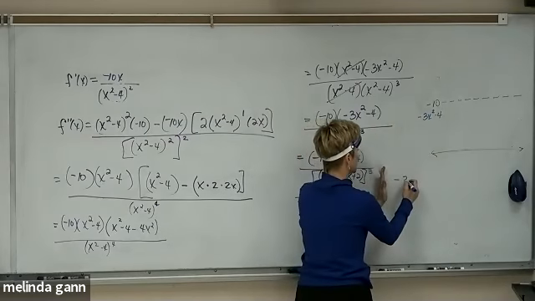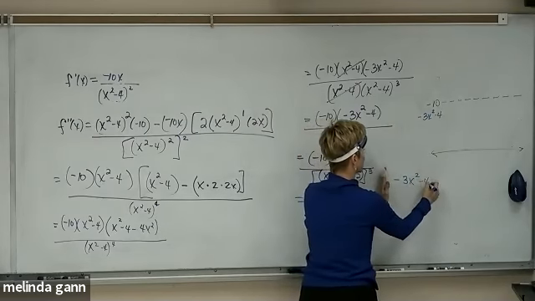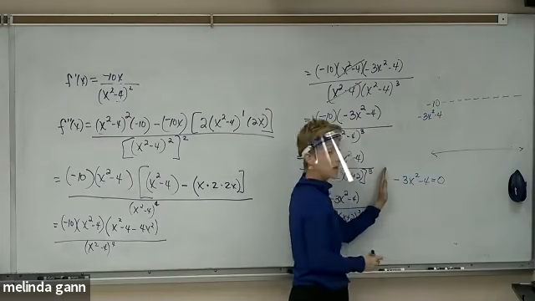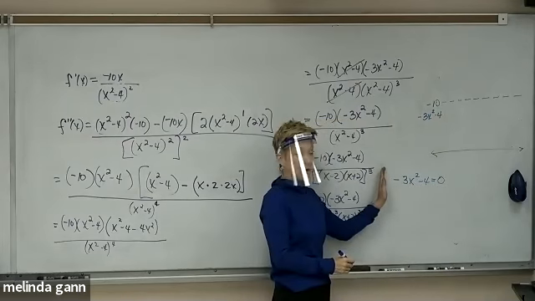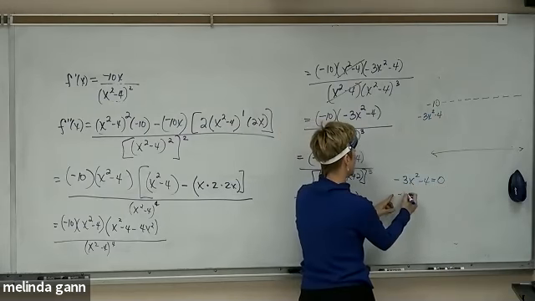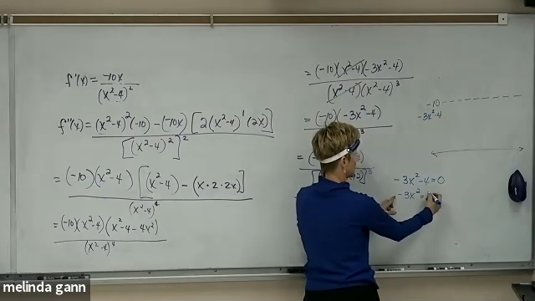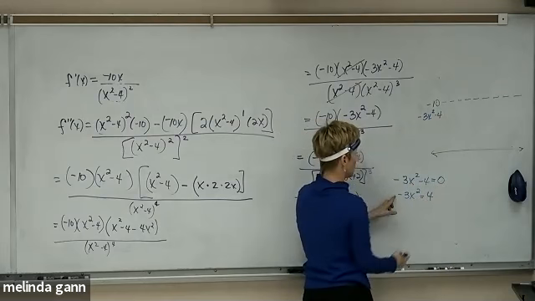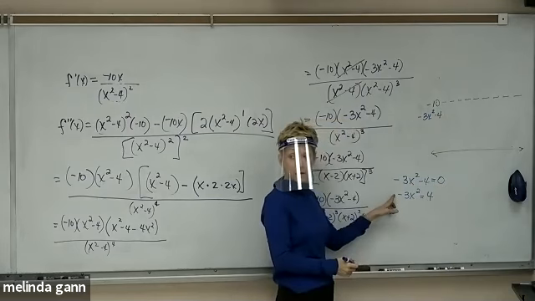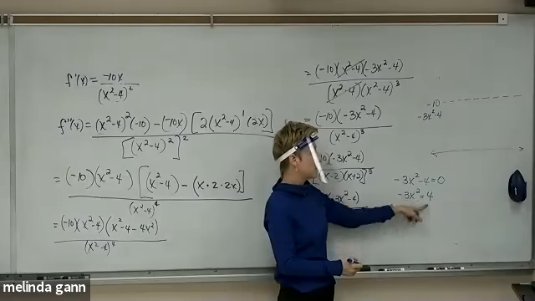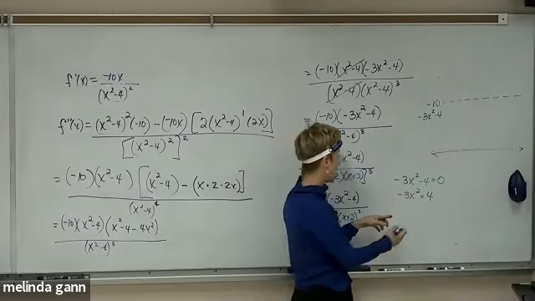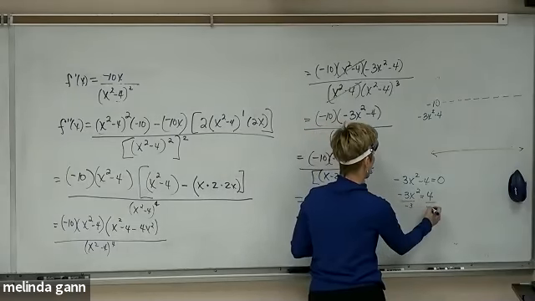Now watch this: negative 3x squared minus 4. When does that equal 0? Well, that would equal 0 when the negative 3x squared is equal to what? 4. How would you get rid of that negative 3? What would you do to both sides? Divide. So look what we're saying.